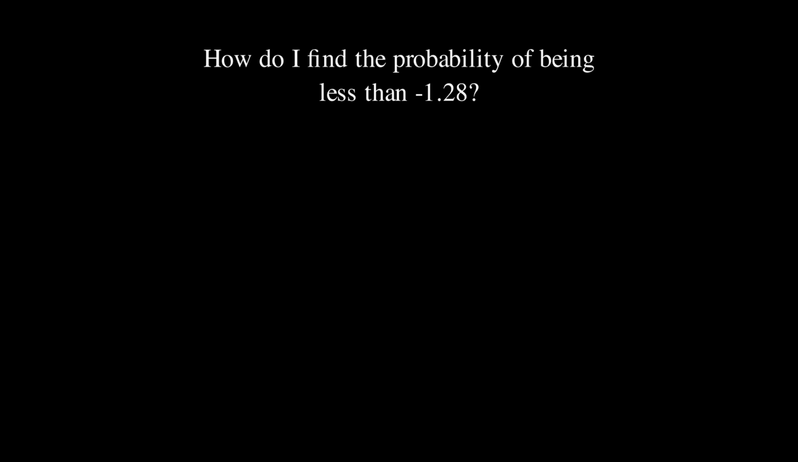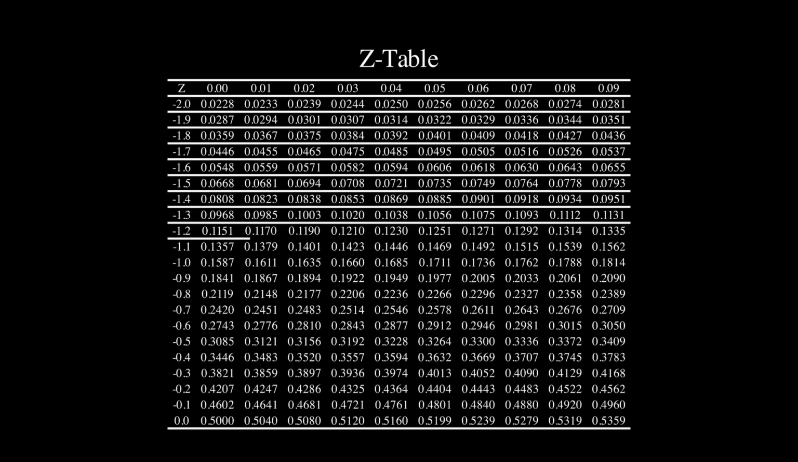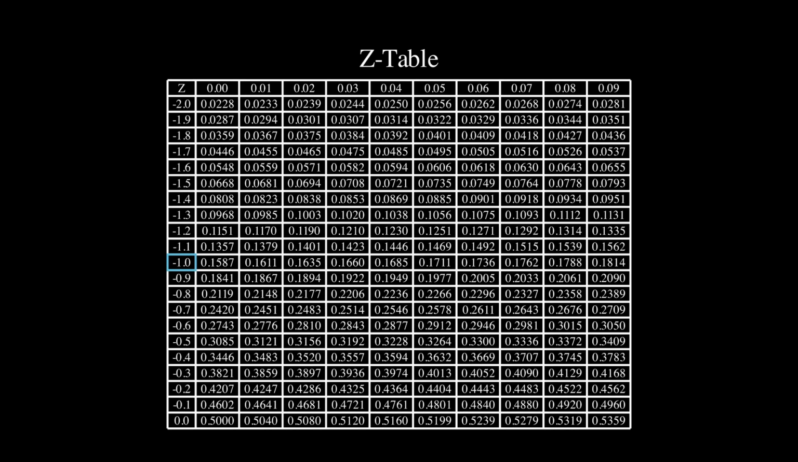Let's say -1.28. Well, we'll look up at -1.2, and then for the last digit, it'll be 0.08. We'll find where those numbers meet, and it will tell us the probability being less than that is 10%. So this is what a z-table looks like. It has all of these probabilities contained in it.